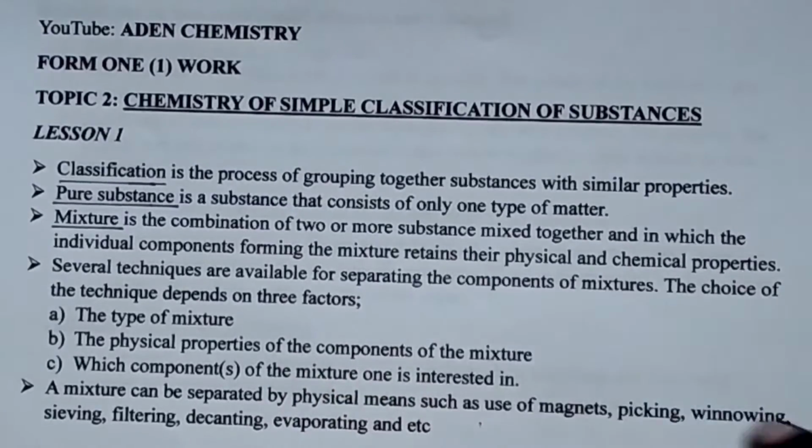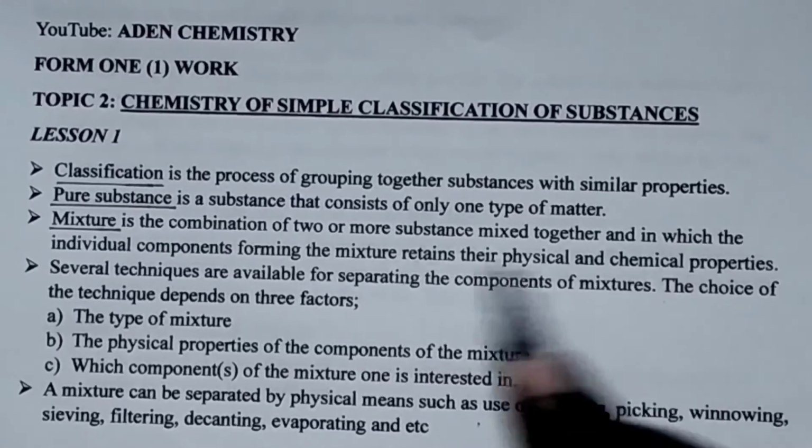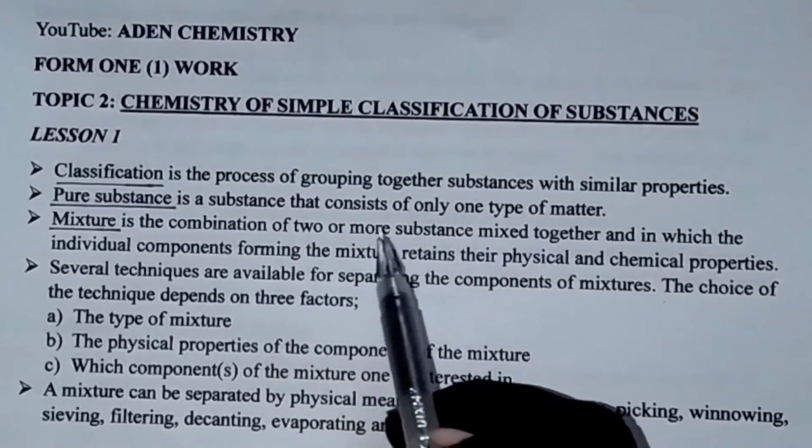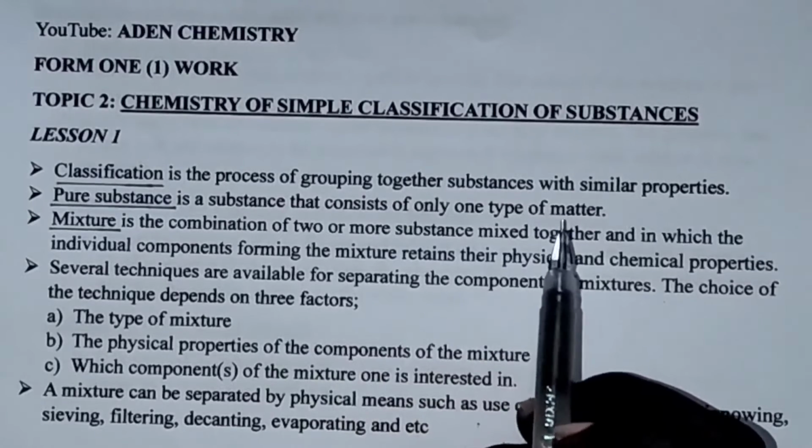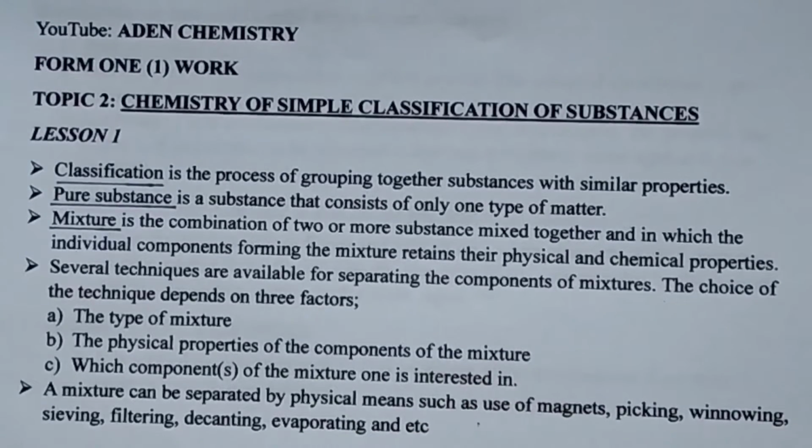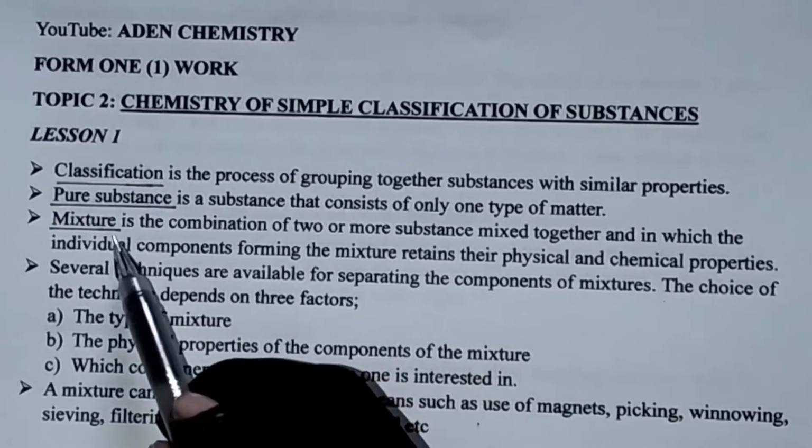Next, we said in Form 1, Chapter 1, matter is found either as a pure substance or a mixture. So what is a pure substance? A pure substance is one that contains only one type of matter. For example, if you have only maize, it is a pure substance because it is made up of one type of matter. Next, let's go and see mixture.